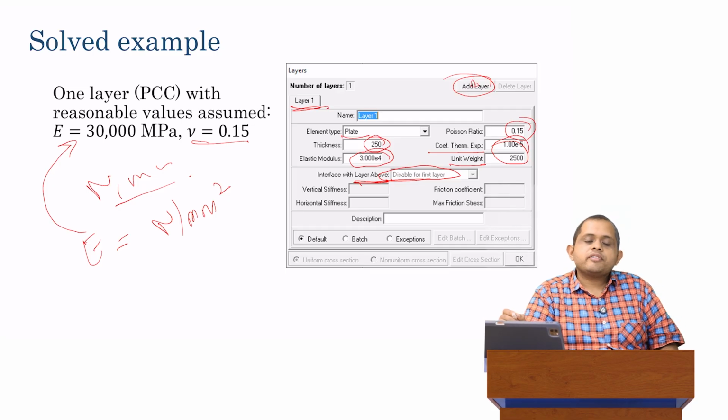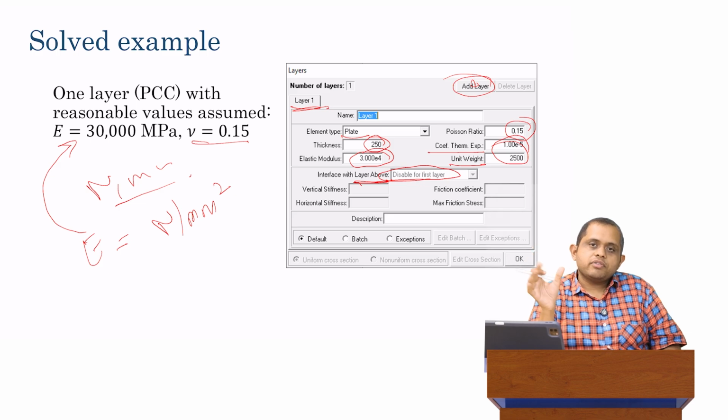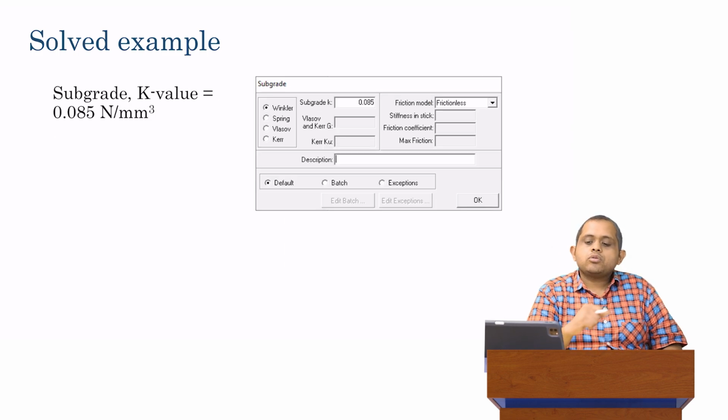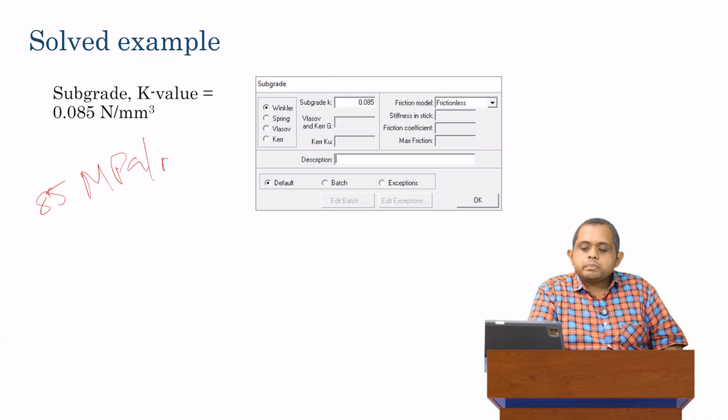Okay, so now what we've done is we've defined our slab, we've defined the mesh, and we've defined the layers. Next, we need to define the subgrade. Now, subgrade, it was given that it is 85 megapascals per meter.